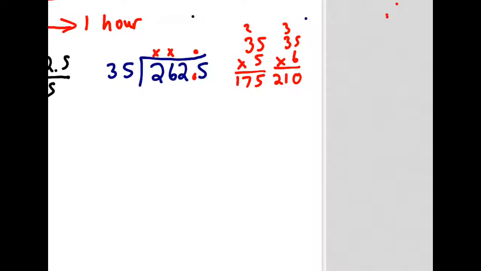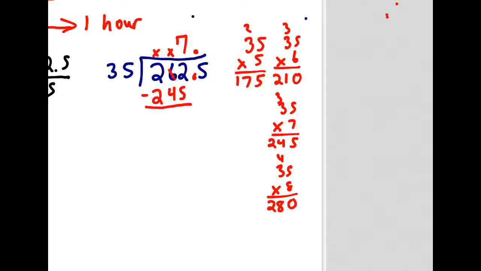Then I'm going to get higher. I'm going to do 35 times 7. 7 times 5 is 35. 7 times 3 is 21, plus 3 is 24. I'm up to 245. I'll do one more. 35 times 8. 8 times 5 is 40. 8 times 3 is 24, plus 4 is 28. Now 280 is too high. So 35 is going to go 7 times, which is 245.